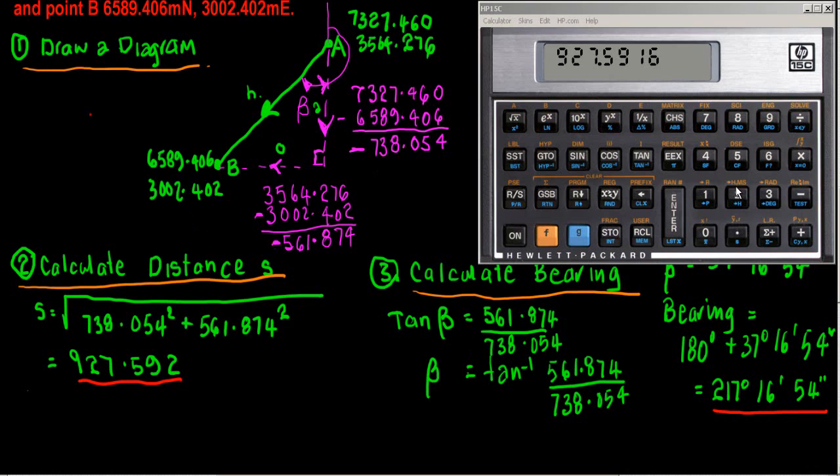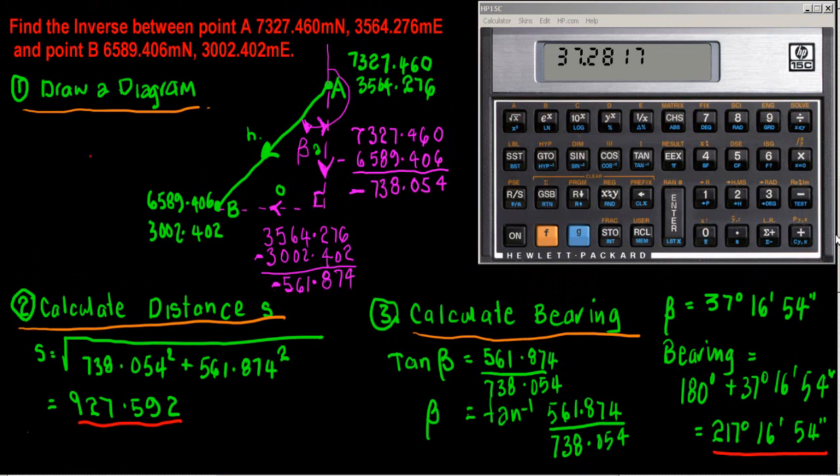And we can put those into the calculator now, so let's just clear everything. 561.874, enter, 738.054, divide, and then tan to the negative 1 of that, and that gives us 37.2817, which of course we know is in degrees and decimals, so we convert that to hours, minutes and seconds, which is 37:16:54, and we just add 180 to that to give us our bearing, 217:16:54.